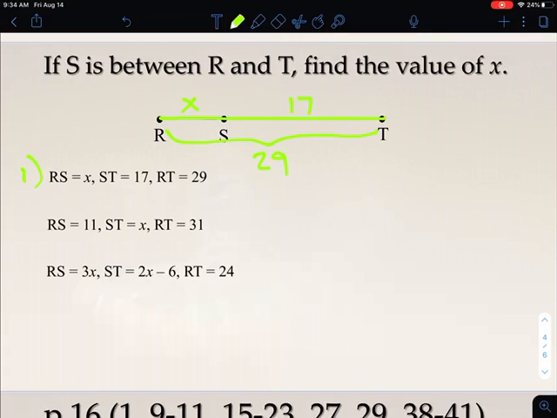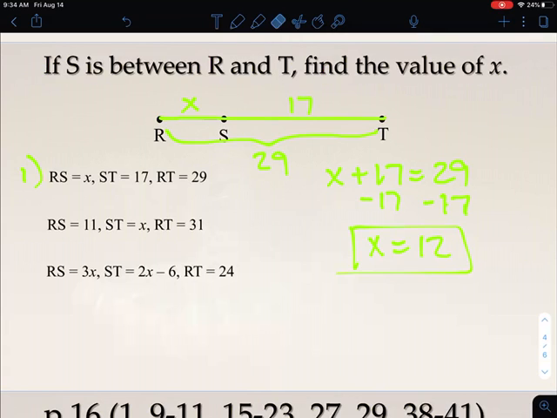Now, our addition postulate said if I take the first piece of my trip plus the second piece of my trip, I get my total trip. So I take that and I can solve this equation now. Subtract 17 from both sides, and I get X is equal to 12.